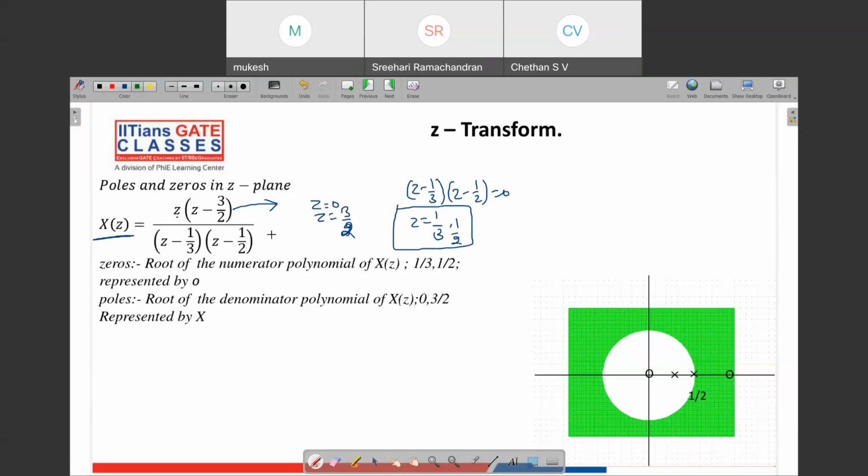Now, if you try to put these poles and zeros in the Z plane, this is how it is going to look. You have one zero at Z equal to 0, which is here. You have one zero at Z equal to 3 by 2, which is here. You have one pole at Z equal to 1 by 3, and you have one pole at Z equal to 1 by 2. So this is how we represent the poles and zeros in the Z plane.